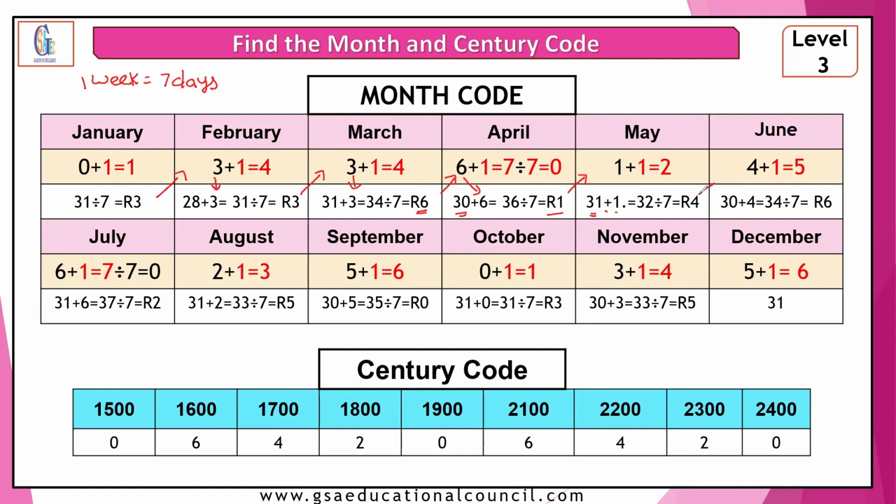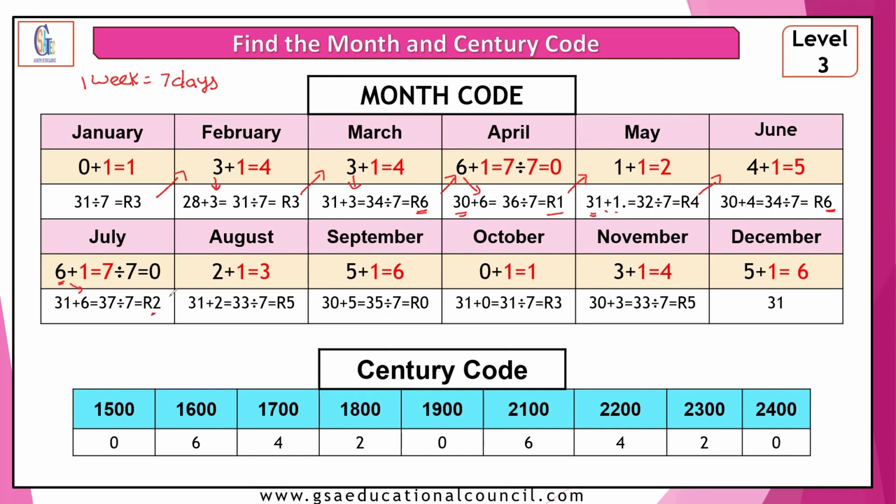So write down the remainder on the month of June. 30 plus 4 is 34, and 34 divided by 7, the remainder is 6. Now this remainder 6 is written down in the month of July. In July there are 31 days, and 31 plus 6 becomes 37. 37 divided by 7, the remainder is 2.